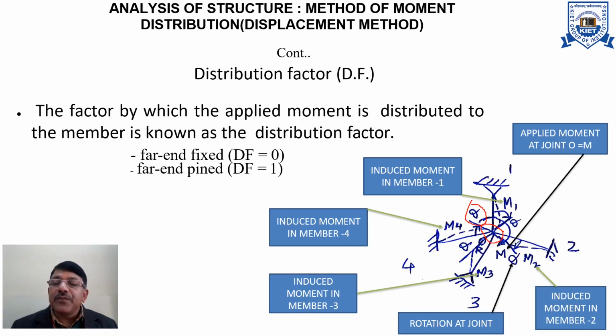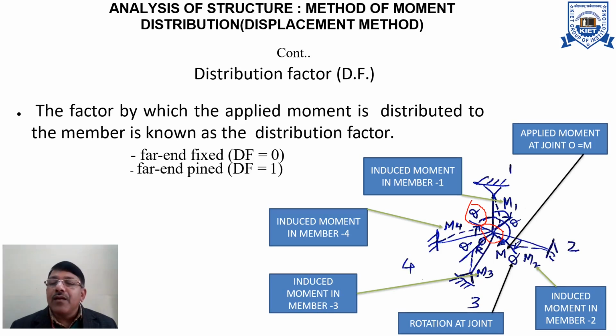Notice one thing very carefully, the moment M is able to cause a rotation theta at the joint. Means what? All the members meeting at the joint will rotate by the same amount, the same angle theta, in the same direction, which is the direction of the applied moment. Then the entire moment applied at joint O would be shared by each member in a certain ratio.